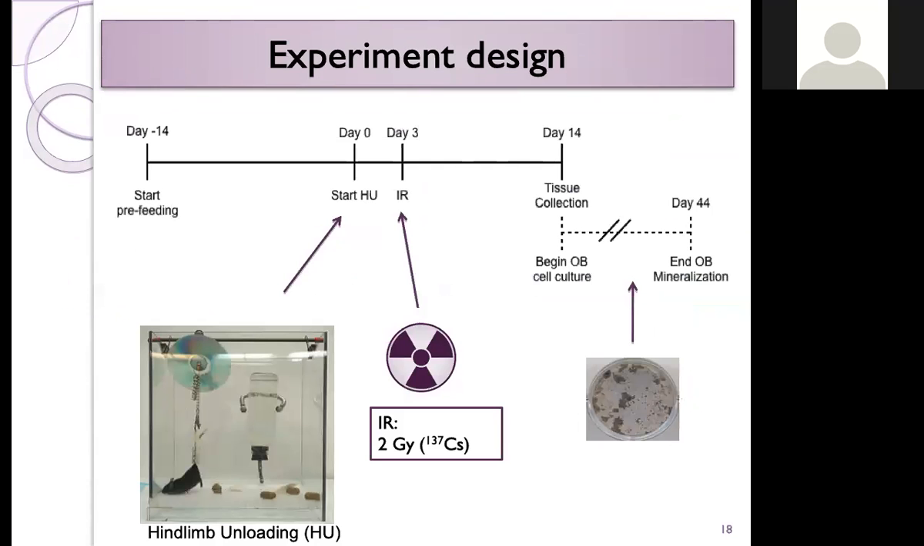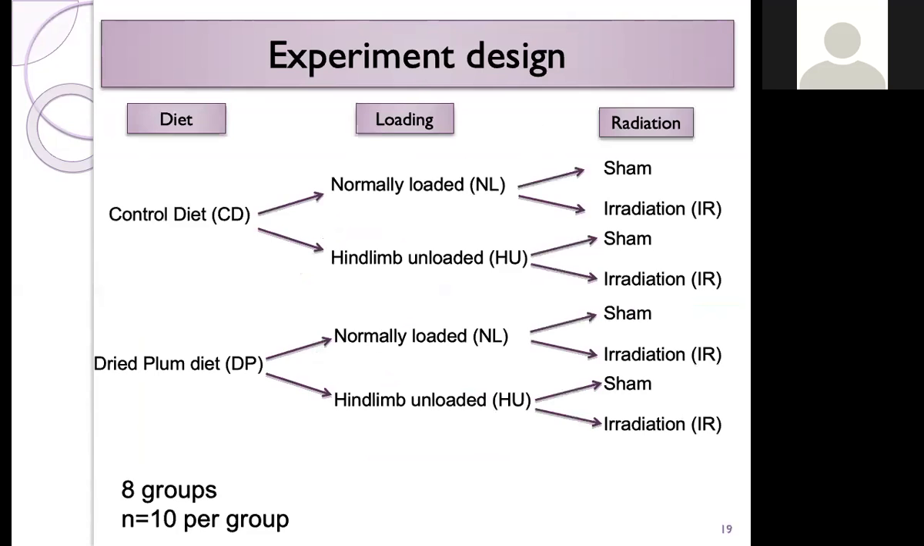So this is our experiment design that we did. We started feeding the mice 14 days before the start of HU, hind limb unloading, as you can see, the model for simulated microgravity. On day 3, we irradiated with gamma, and on day 14, we did tissue collection as well as osteoblastogenesis. We either fed the mice control diet or dry plant diet, normally loaded them, hind limb unloaded them, sham irradiated them or irradiated them, resulting in 8 groups with an N of 10 per group.